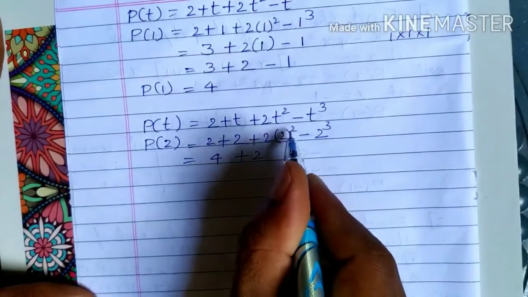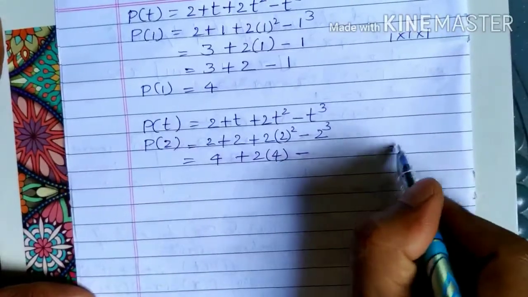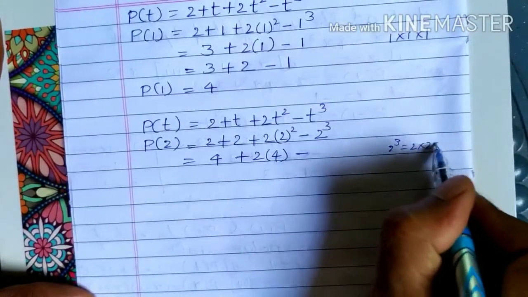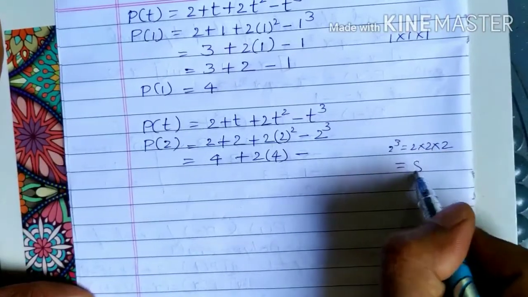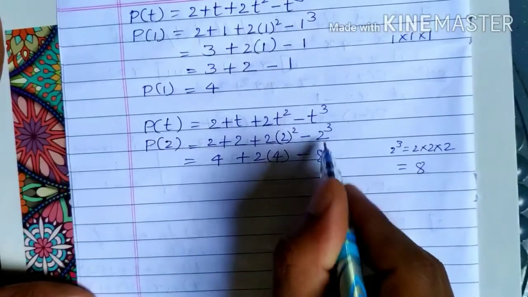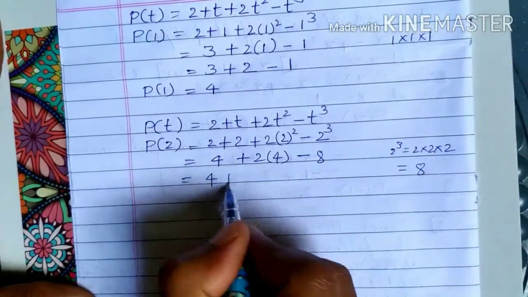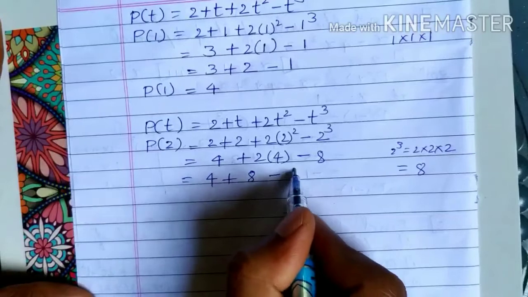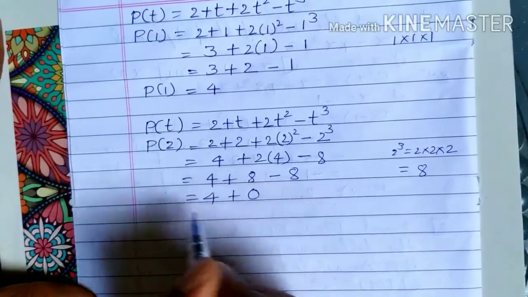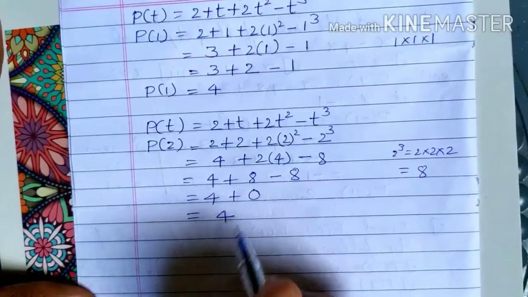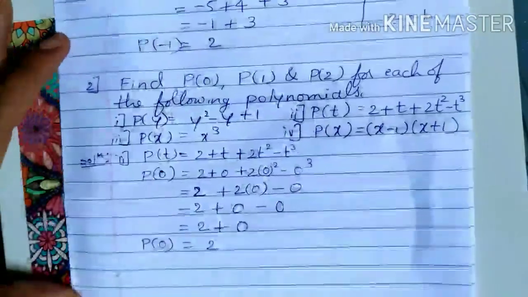2 square means 2 2s are 4, minus 2 cube means 2 cube is equal to 2 into 2 into 2, 2 2s are 4, 4 2s are 8. Don't write 2 3 is 6. Okay, so it is 8. Then 4 plus 2 4 is 8, minus 8. So that is 4 plus 8 minus 8, 0. 4 plus 0, 4. Okay, so this is P of 2.